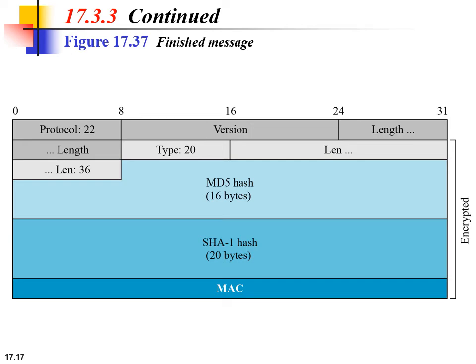Finished message. The finished message shows that the negotiation is over, and it contains all the messages exchanged during the handshaking, followed by the sender role, master secret, and the padding. And the exact format of the message depends on the type of ciphertext we have used, and this is the general format.